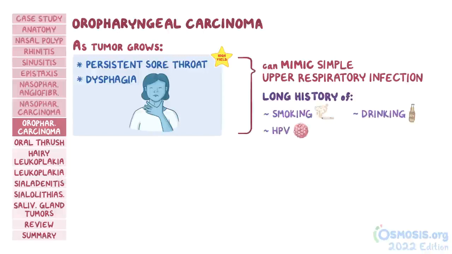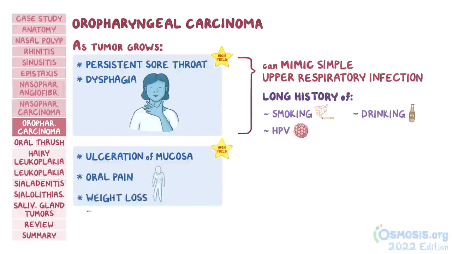the previous symptoms. Later in its evolution, the tumor can cause ulceration of the mucosa, oral pain, and weight loss due to the cancer using up a lot of the body's nutrients and because it can cause difficulties feeding.